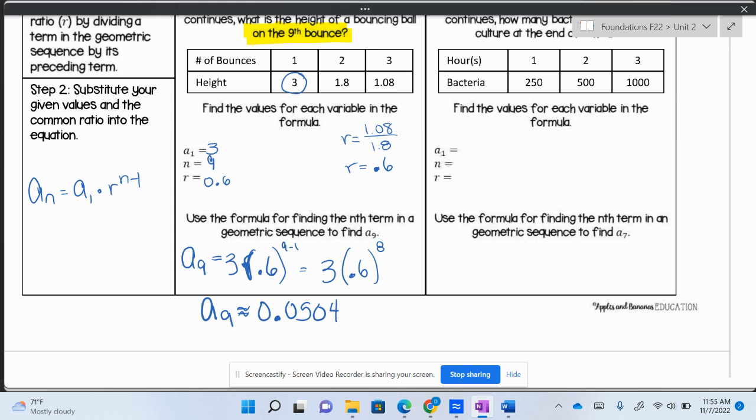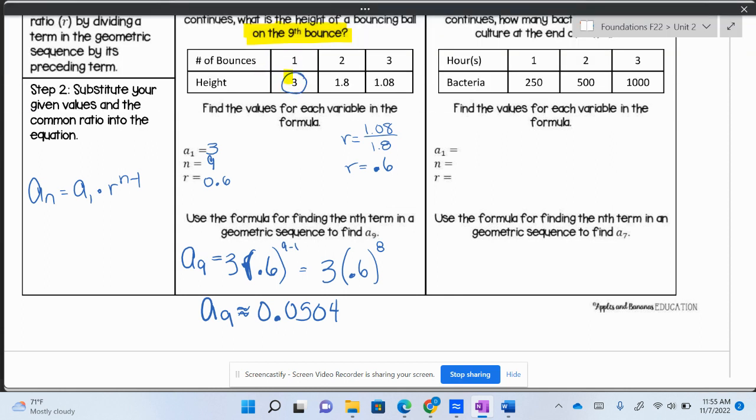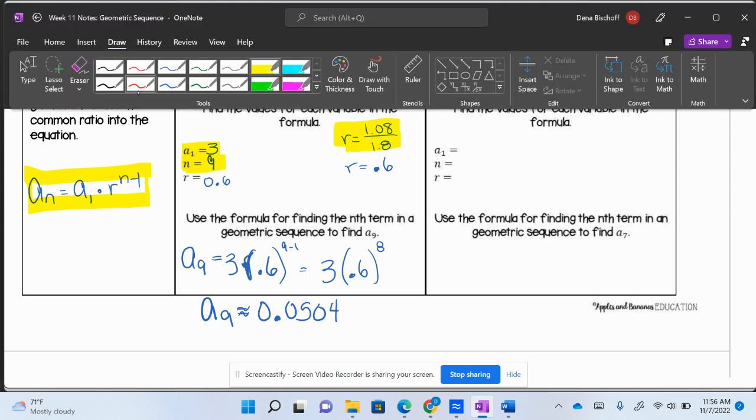So let's talk about what we did. If we know the first term and we know what nth term we're looking for, and we can divide to find the common ratio, we plug all of that into this formula. That's exactly what we did. So let's do it again.